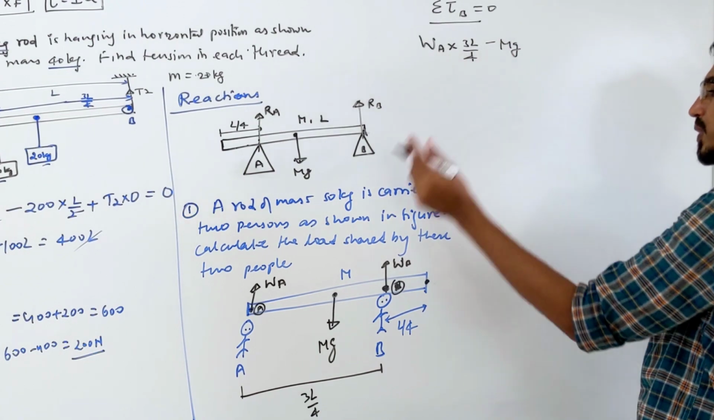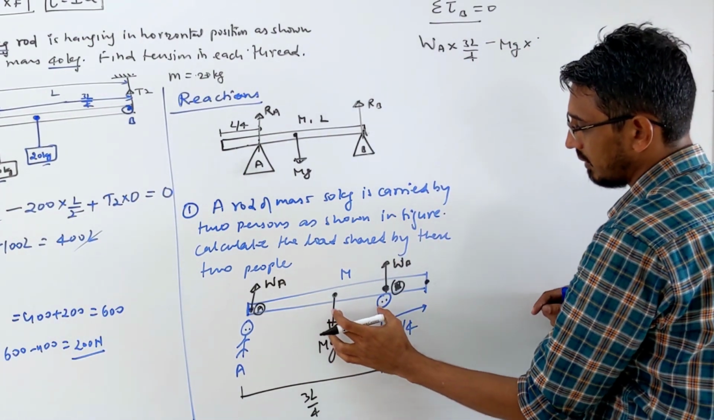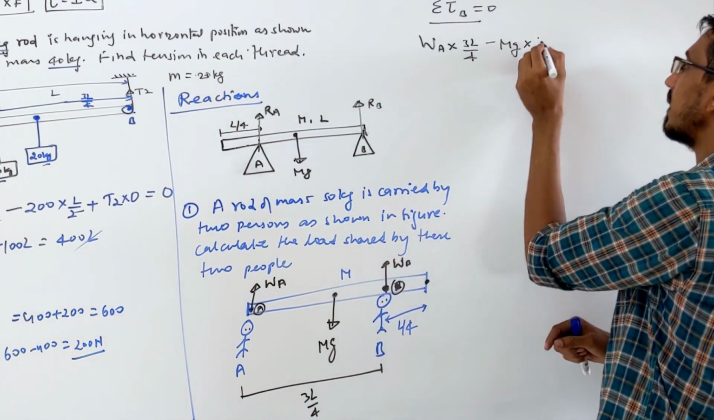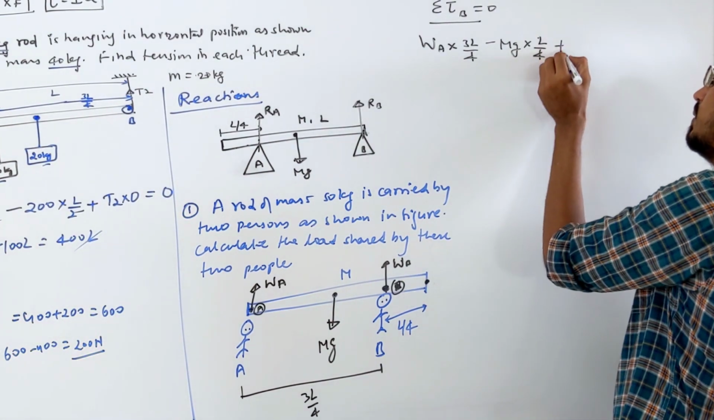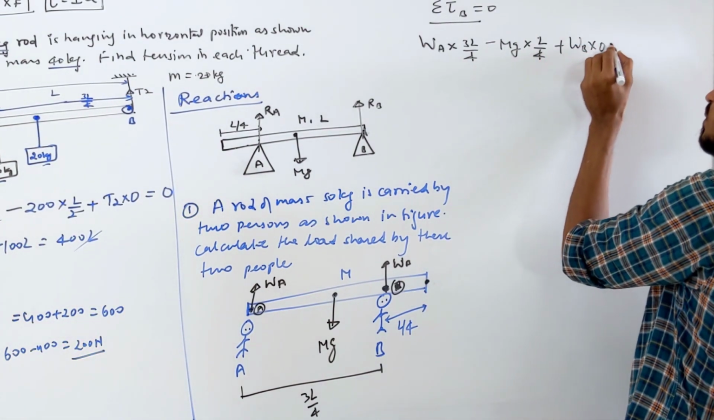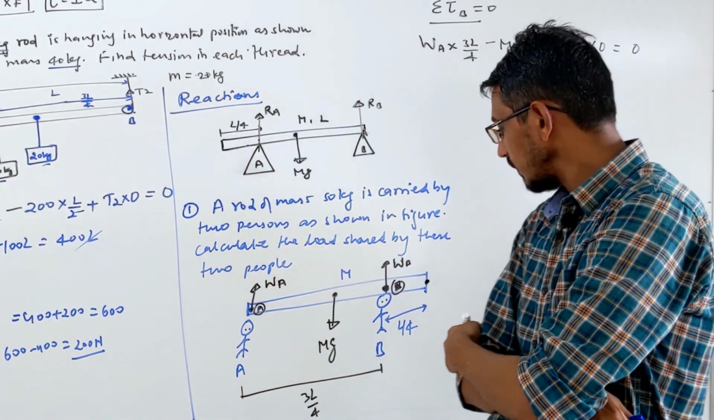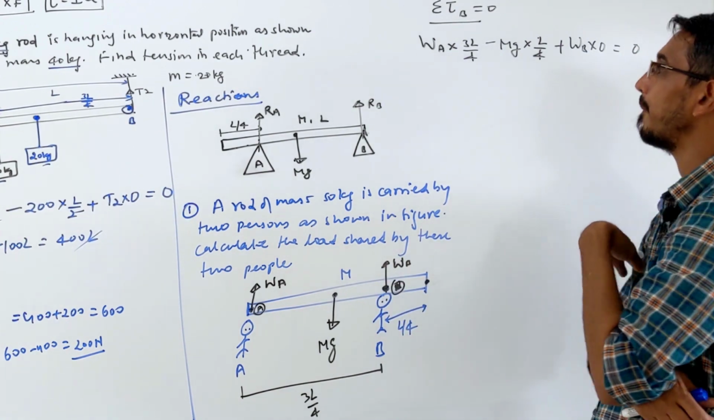Minus, opposite direction, so I am writing minus, into the distance. That distance we need. That distance becomes, this is L by 2, that's L by 4, so that also becomes L by 4. Then this force WB into 0, all equal to 0. Net torque should be equal to 0. WB is acting through this point itself, so that torque becomes 0.